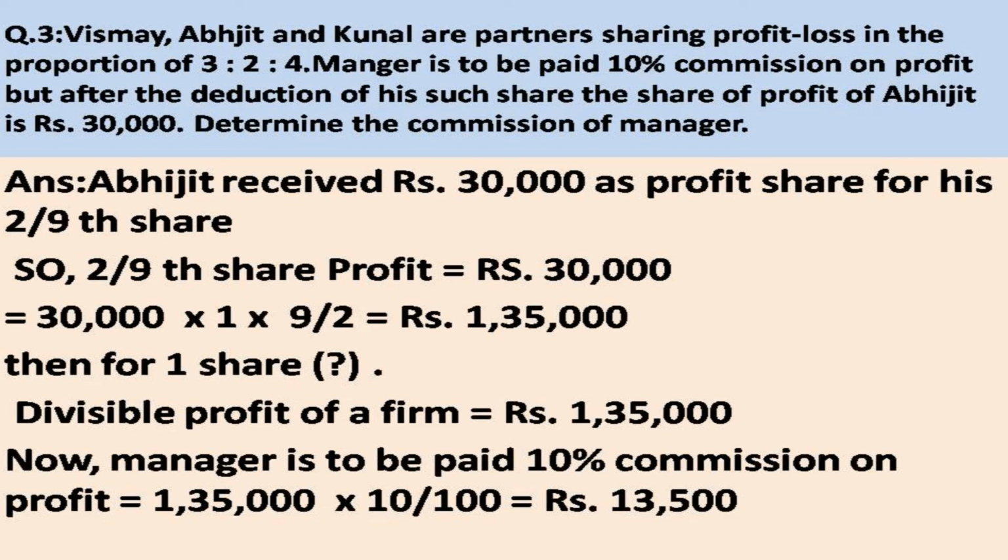So 2/9 the share profit is equal to 30,000. So 30,000 into 1 into 9/2 is equal to 1,35,000. Then for one share is equal to how much? Divisible profit of the firm is equal to 1,35,000. Now manager is to be paid 10% commission on profit. So 1,35,000 into 10 upon all 100, because percentage, so upon all 100 is necessary, is equal to 13,500.